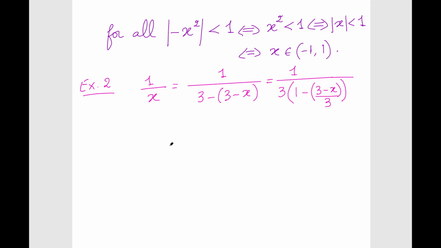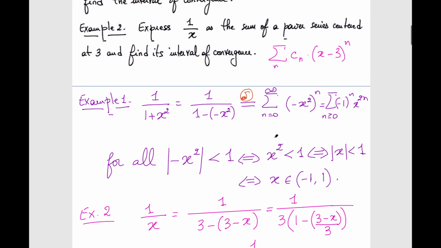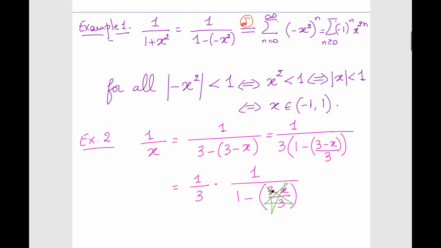And now, okay, so I can push that 1 over 3 by itself, and then 1 over 1 minus (3 minus x) over 3, correct? So I can think about this as being the star now. I can think about this as being the star, this quotient, because I have this x minus 3 or 3 minus x. We'll reverse the order later, but this difference is desirable because I would like to have a series centered at 3 as discussed. So I would like to have a term that looks like this, x minus 3, and I have it. I see x minus 3, right?